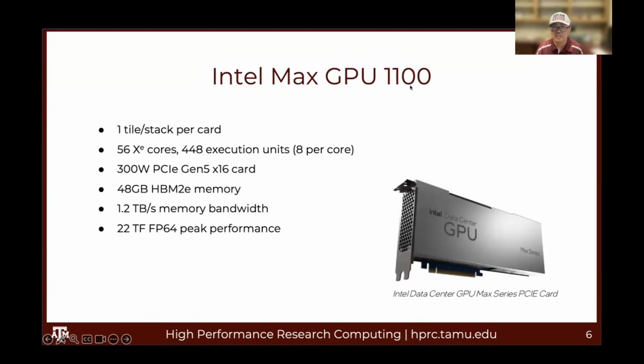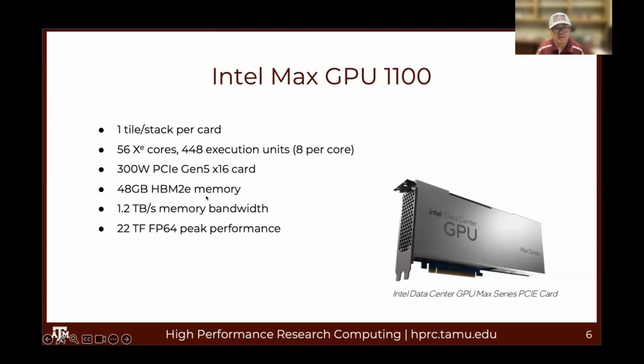So this is the Intel Max GPU 1100 on our ACES computing cluster. It has 1 tile per stack per card, and it has 56 Xe HPC cores, 448 execution units, so you can calculate it has 8 units per core. The TDP, the thermal design power, is 300 watts, and we use a PCIe Gen 5 x16 lanes card.